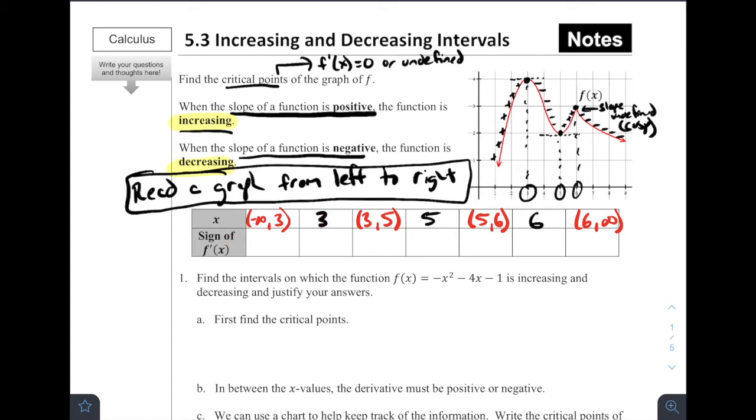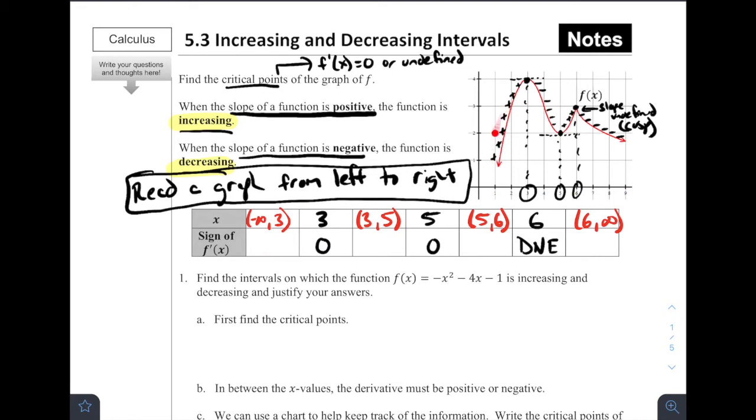Now we saw at x equals 3 and at x equals 5 that the slope of the tangent line was 0, which means that the derivative was 0 at both of those values. We also saw that there was a cusp at x equals 6, so we know that at x equals 6 the derivative does not exist. From there, we are going to look at the signs of f prime.